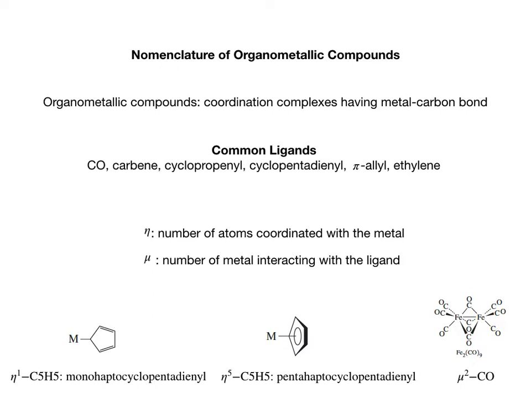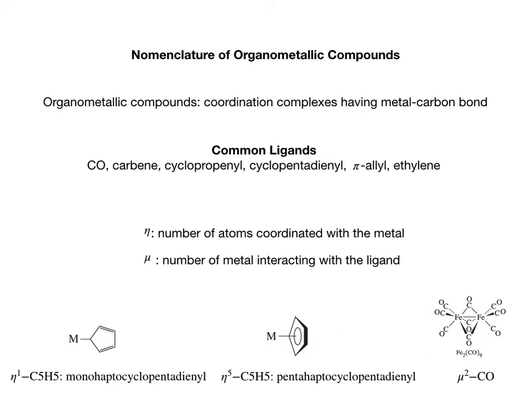We're going to encounter a lot of pi systems acting as ligands. For example, cyclopropenyl, cyclopentadienyl, and pi allyl, which is three carbon atoms each using its free pi orbital, forming a 3-electron pi system. And in some cases, even free molecules such as ethylene and even benzene can act as ligands in forming organometallic compounds.